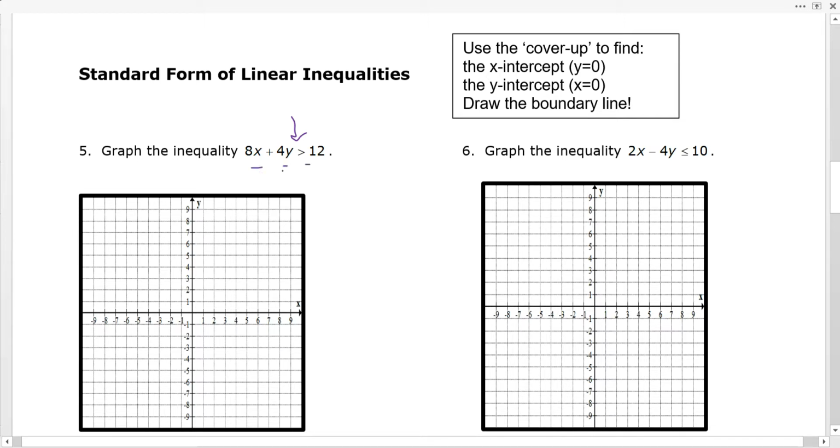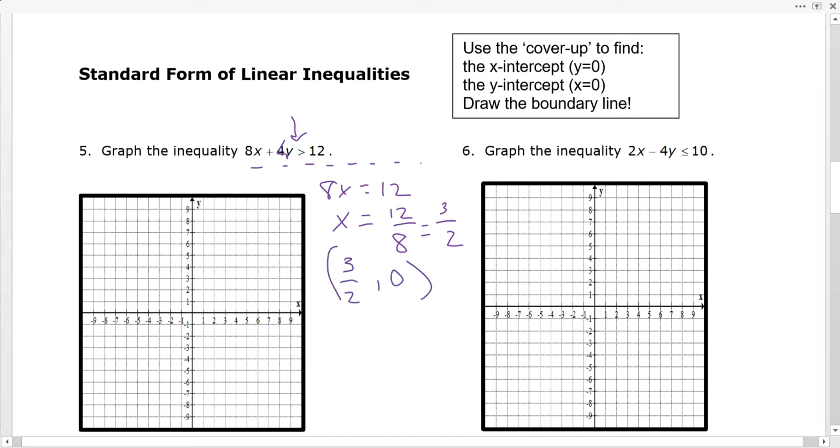So this one also is going to have a dashed line, and I'm going to forget. So I'm going to draw that right there. So for my x-intercept, y is 0, and I cover that up, and I have 8x equals 12. Well, it's greater than, but we'll get to that in a minute. X is going to be 12 over 8, which is 3 over 2. So I'm going to have a point at 3 over 2, 0.